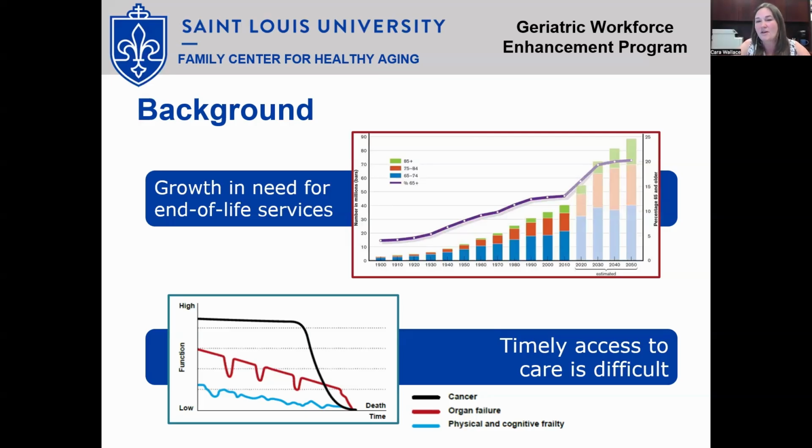And with dementia or Alzheimer's or frailty, there can be a much longer, slow decline towards death. And it becomes very difficult to pinpoint how close someone is to the end of their life. So without this predictable terminal period towards death, this idea of timely access to end-of-life care is unlikely and really challenging and difficult.